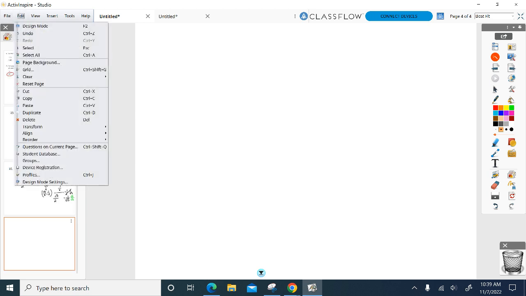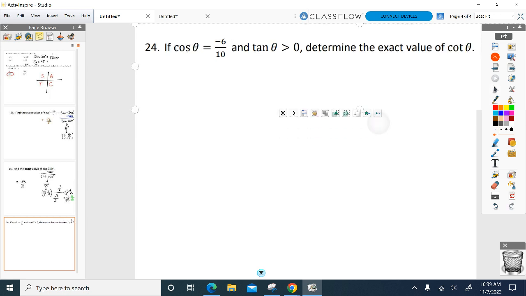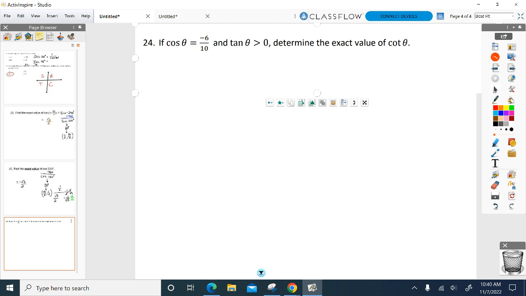Better apologize to your classmates because they're going to have to think here. Ooh, baby. Here we go. So I gave you cosine. You know, tangent is greater than 0. Determine the exact value of cotangent.